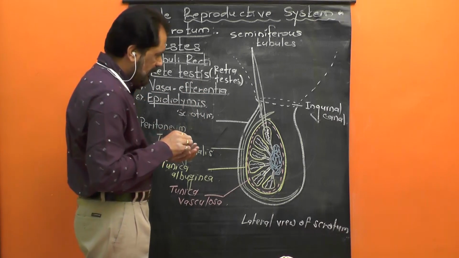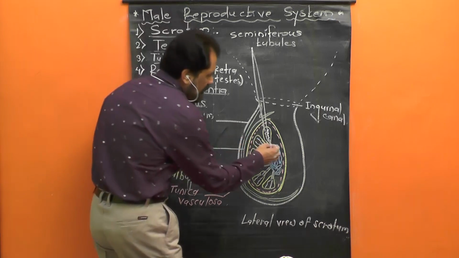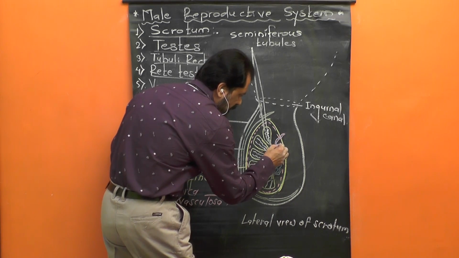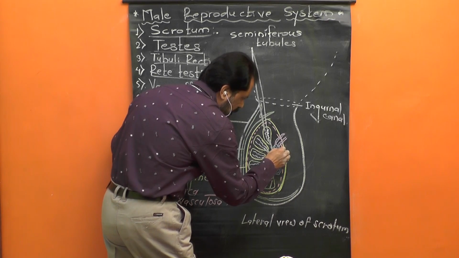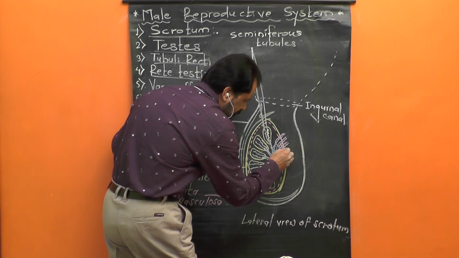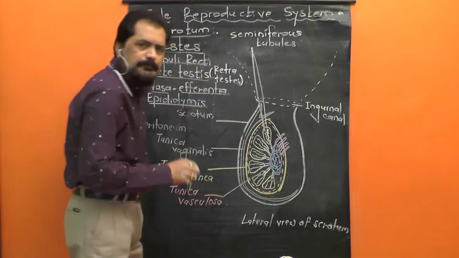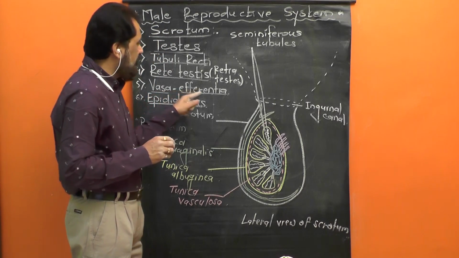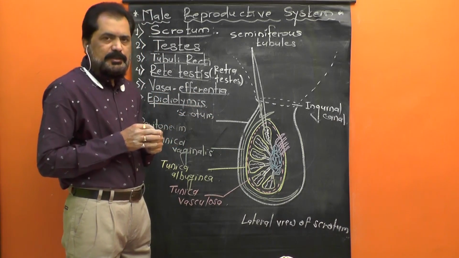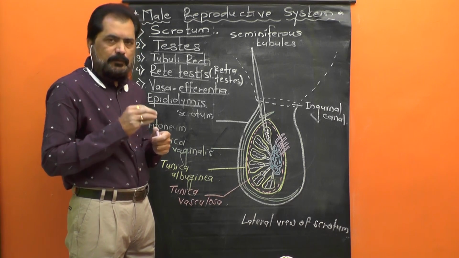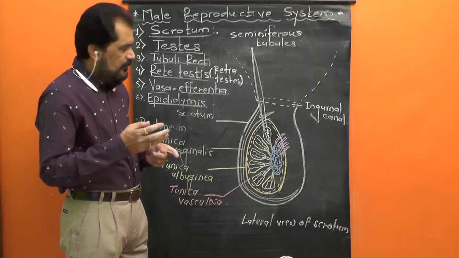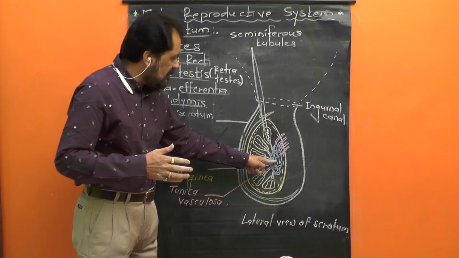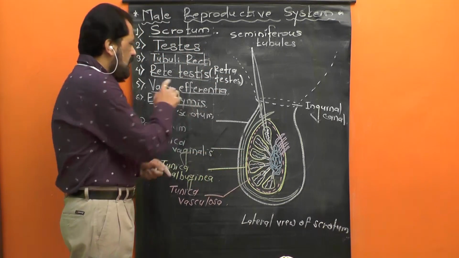Let me show. Look at the diagram. These are very thin tubules, about 10 to 12 in number. And these tubules, here what I have shown, are called Vasa Efferentia. These are 10 to 12 very thin ductules, and those ductules connect the Rete Testis with the next organ, that is Epididymis.